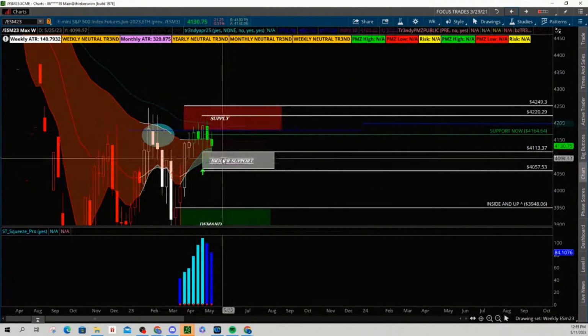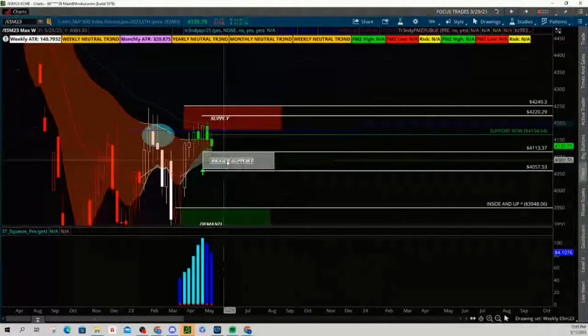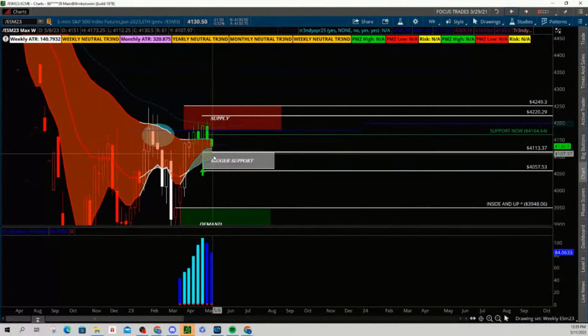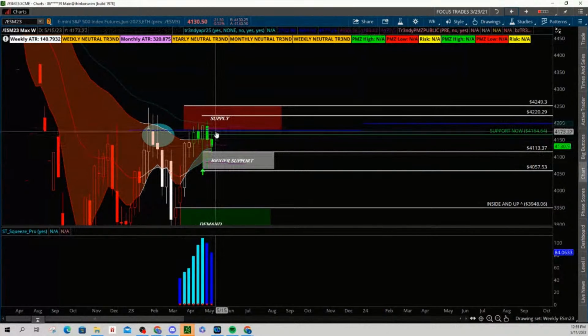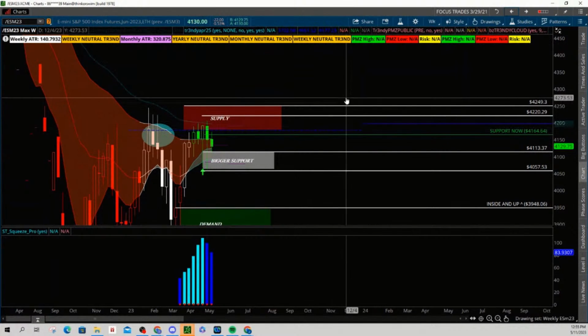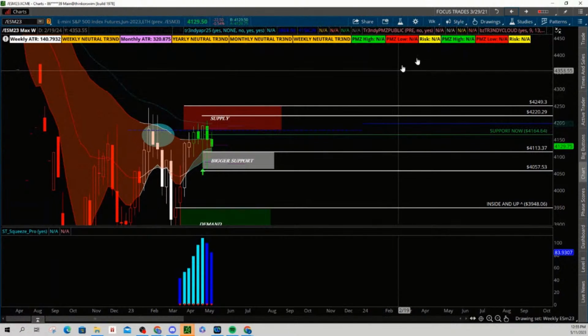This is my bigger support. It's worked now for 3 weeks. We are supported by 4113. We have supply levels at or around 4172. As long as price stays between these two, I call it neutral. I think we focus on the pre-market zones plus the lower time frame zones. We're essentially just trading within a very tight range.